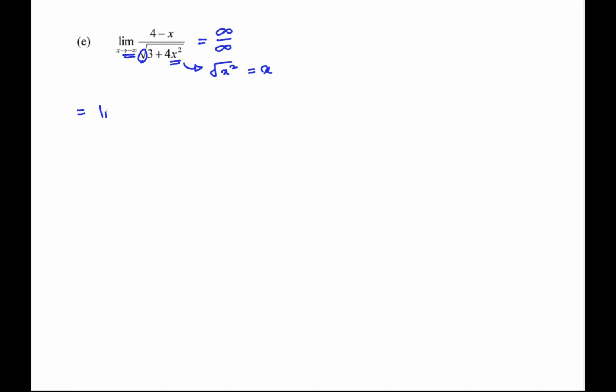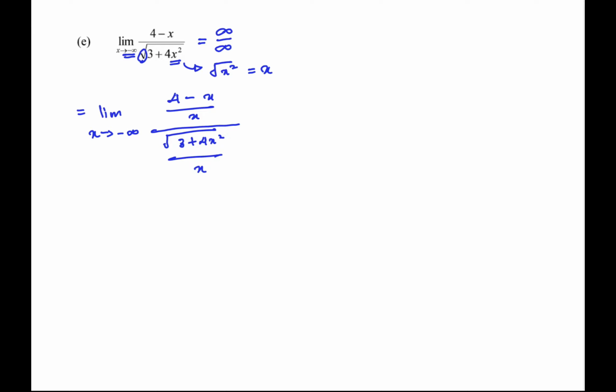So we can solve this one by dividing by x. Okay, 4 minus x divided by x, and then at the denominator part, 3 plus 4x squared divided by x. Also the same thing here.